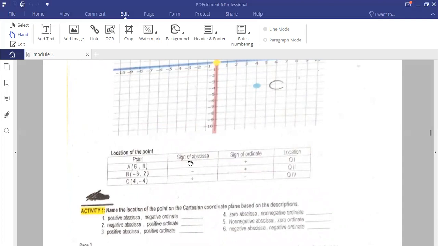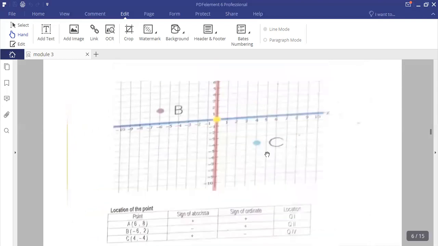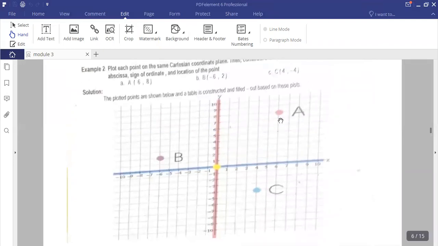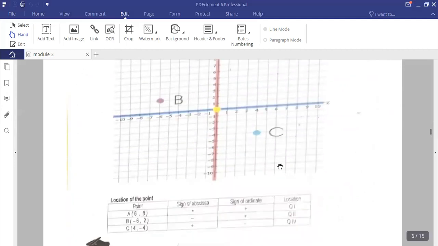Now, it says the sign of abscissa and sign of ordinate. So when we say abscissa, it means the x. So for the sign of abscissa, we have positive 6 here, which is the x. This is the x, right? The 6. So the sign of abscissa is positive. Also, we have positive 8. Sign of ordinate is positive. Now, remember, if we have positive x and positive y, it is located in quadrant 1. Here, if we plot that out, we plot the point A in quadrant 1.